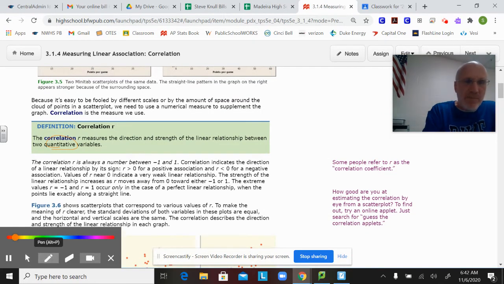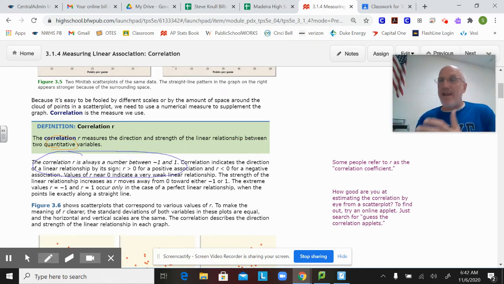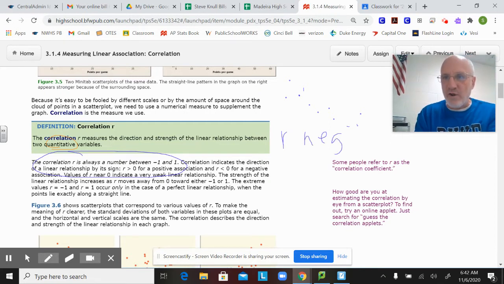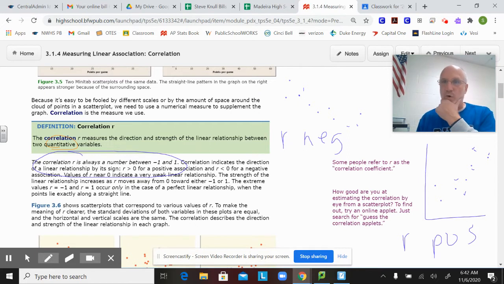So let me highlight a couple things here. Correlation is always between -1 and 1. The sign of R, whether it's negative or positive, just shows whether it's negative association. So if I just draw that, R is going to be negative. And if I draw it like this, where at least the trend is upward, R would be positive. That's the first thing you have to know about correlation. And then it says, right here in this paragraph, the strength of the linear relationship increases as R moves away from 0 towards -1 or 1.